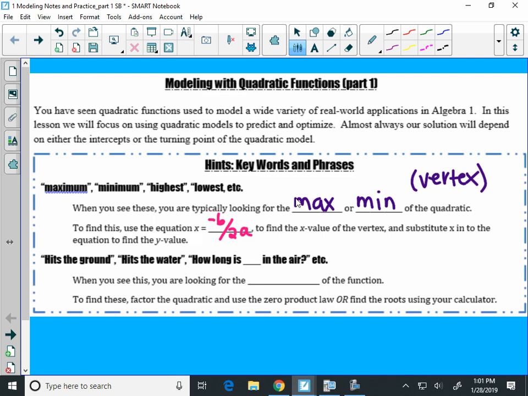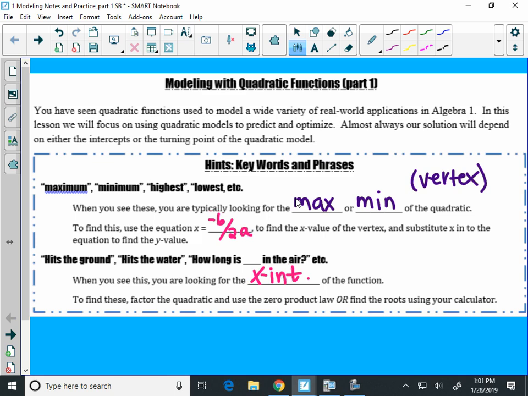Other key phrases or words. You might see something where it says, when does a ball hit the ground, or hit the water, or how long is something in the air? When you see those phrases, we're going to be looking for the x-intercepts of the function. Okay, so we'll be factoring or using our quadratic formula to find those values.